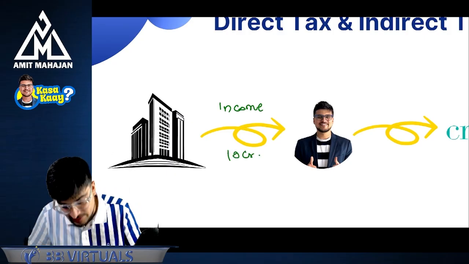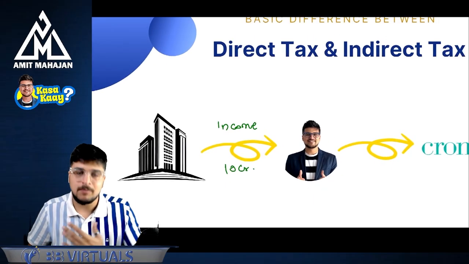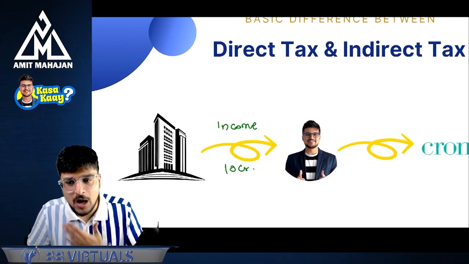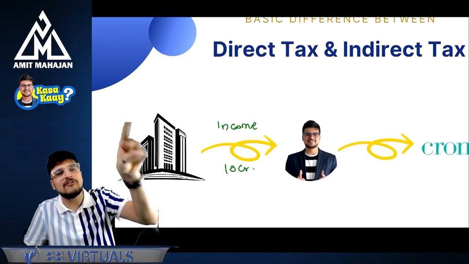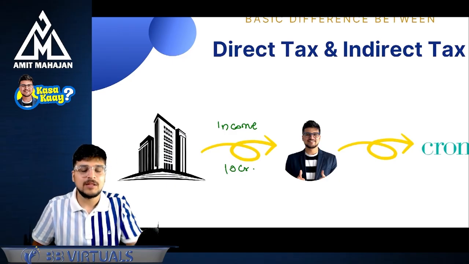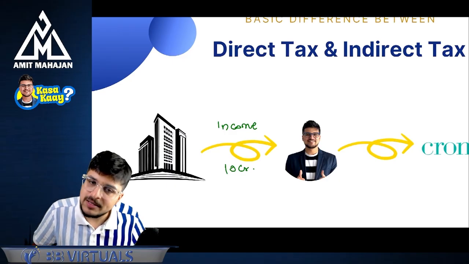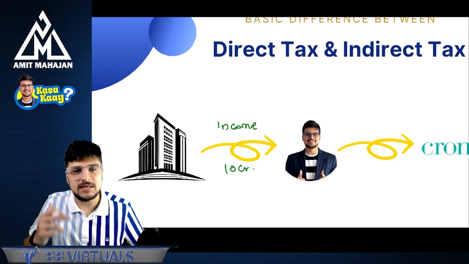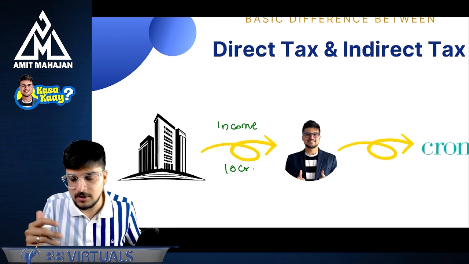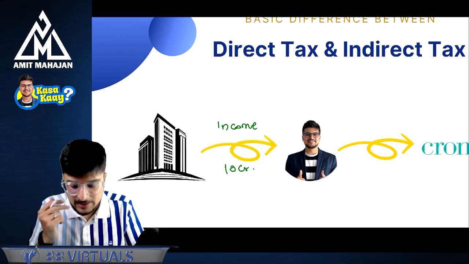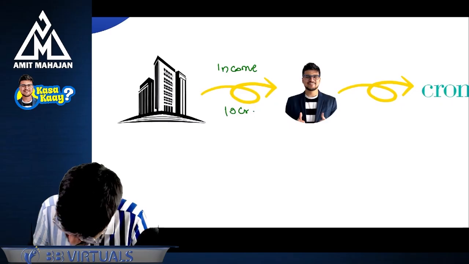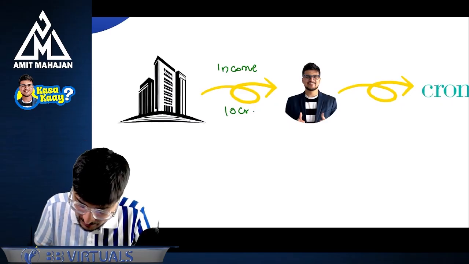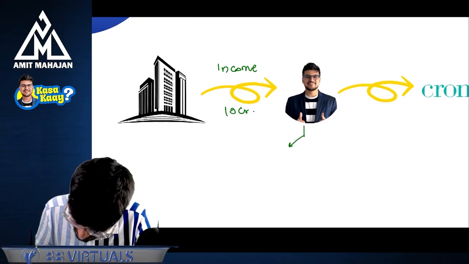I have a simple question. It is whose income? Amit Mahajan's income. If it is Amit Mahajan's income, who will have to go to the government and pay the income tax? Of course, Amit Mahajan will have to go to the government and pay the income tax. There is no doubt about this. Correct? Okay, no problem.